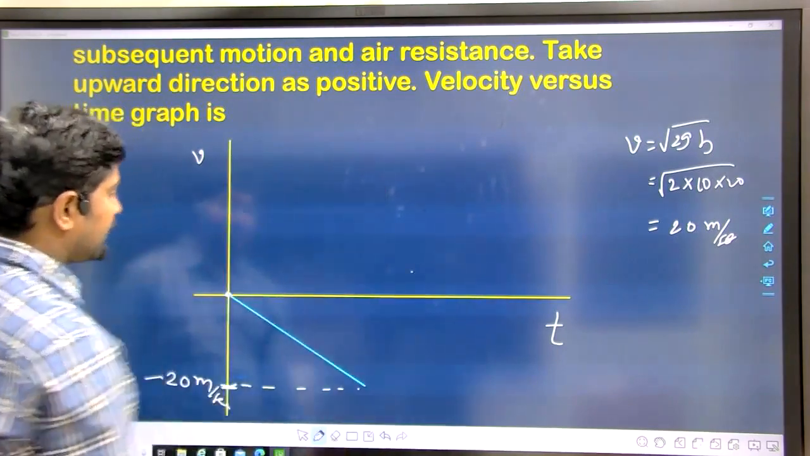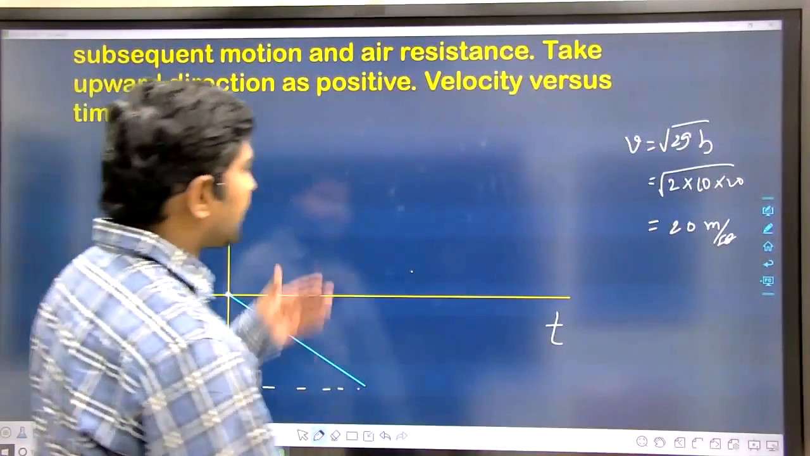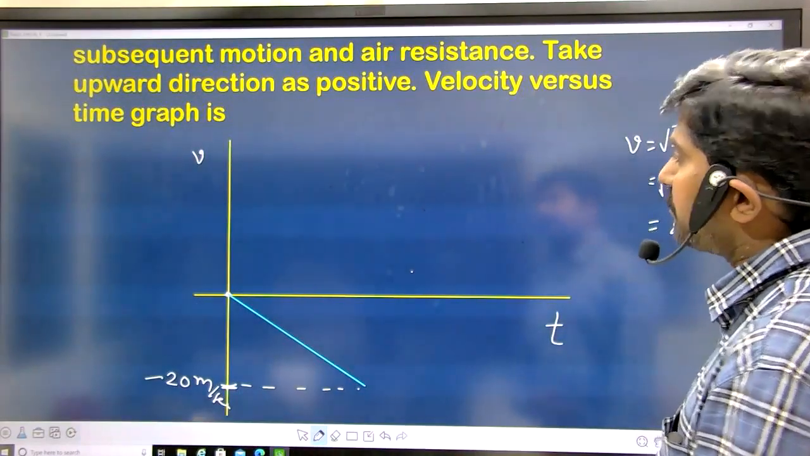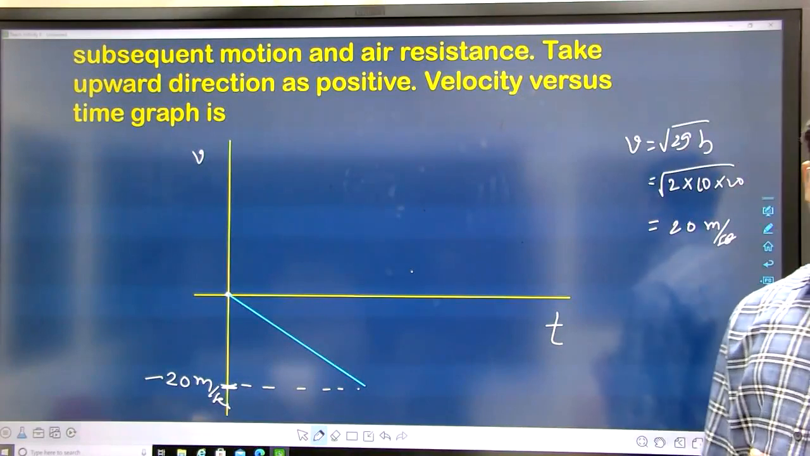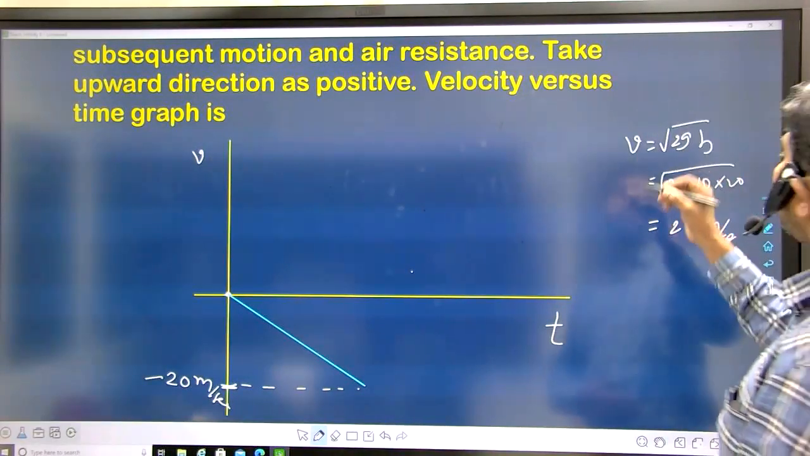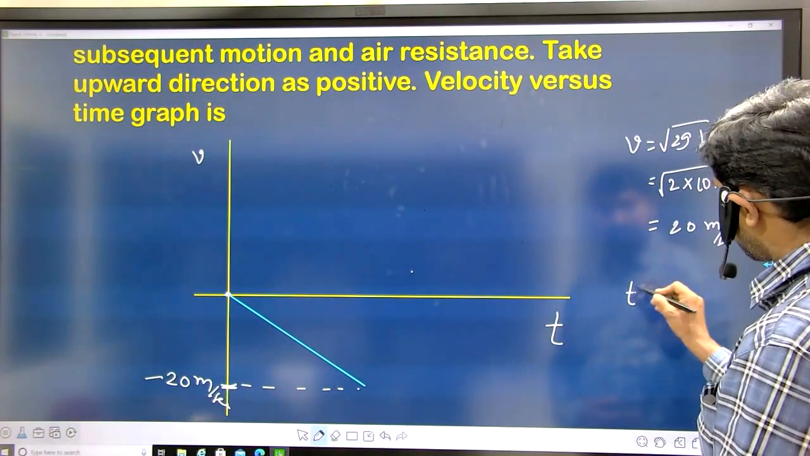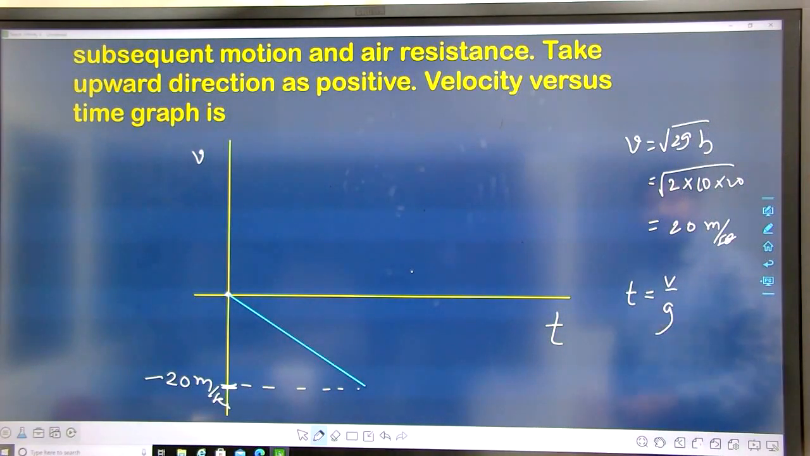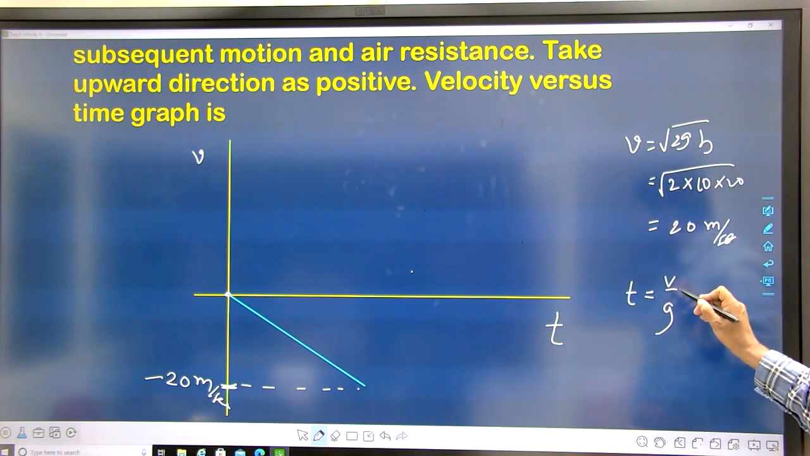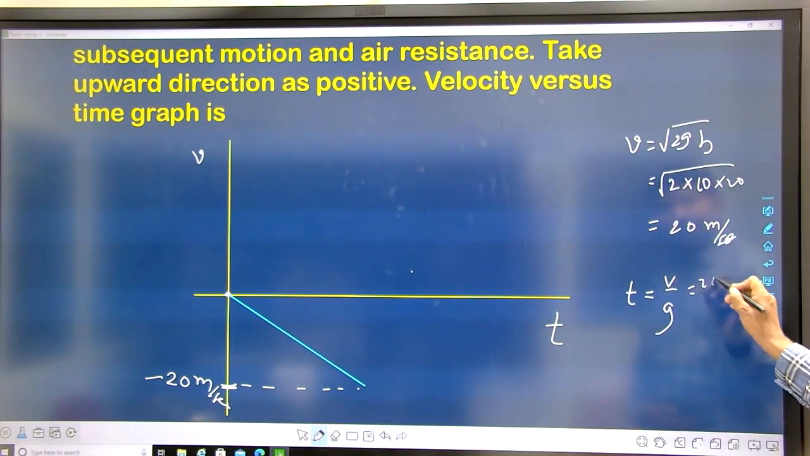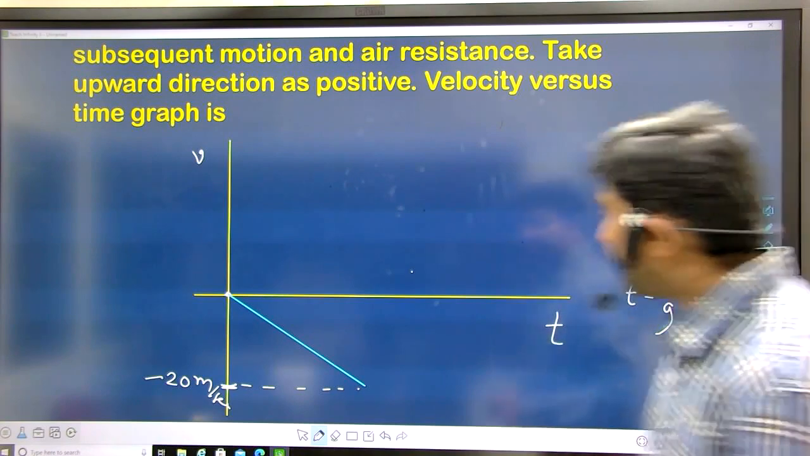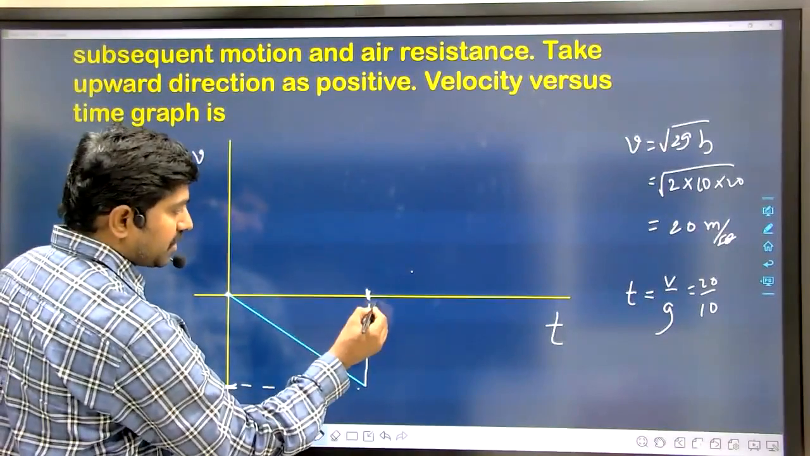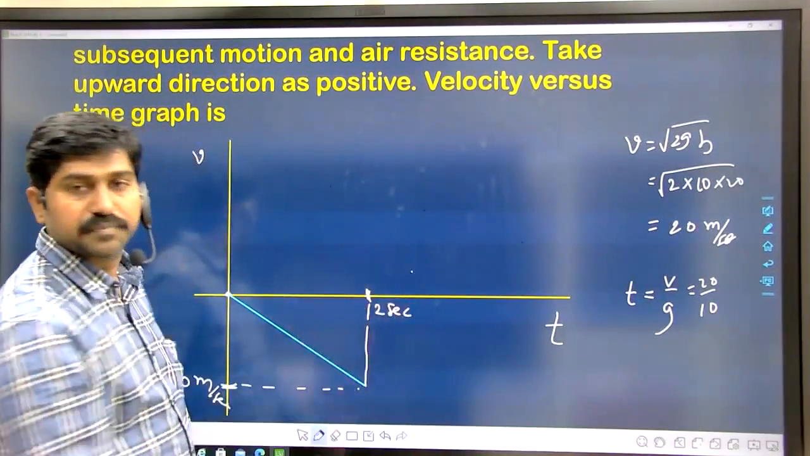And what is the time taken here? What is the time taken to reach the ground from 20 meters height? That is simply t equal to v by g, and time you can calculate using that. What is the velocity? Final velocity is 20, g is 10 only. 20 by 10 will be 2 seconds. That means the point on the time axis is 2 seconds.